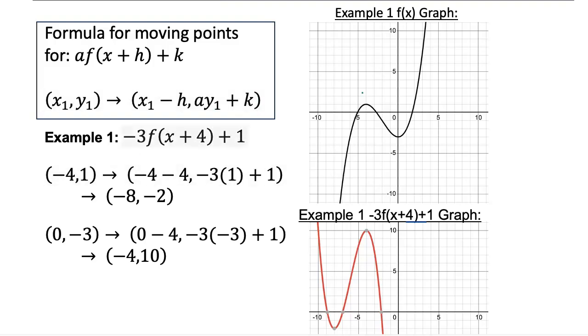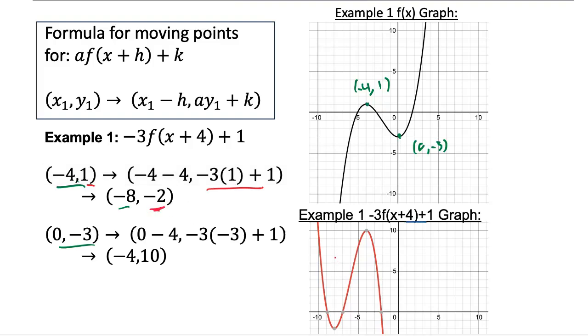So, for example, if this was f of x, and I want to do -3 f of x plus 4 plus 1, notice I note what the key points are right here. This key point is -4, 1. And let me just note 2 of the key points. And this is 0, negative 3. See, that's where we're getting this and this. So negative 4, 1. Now look at this. It goes negative 4 minus 4, which becomes negative 8. And then if I'm looking at the y's, negative 3, which is the a value, times 1 plus 1 gives me negative 2.